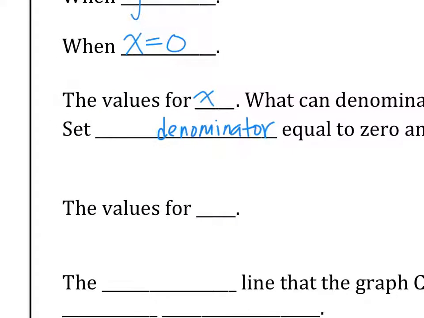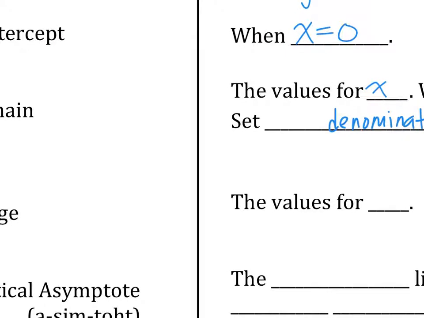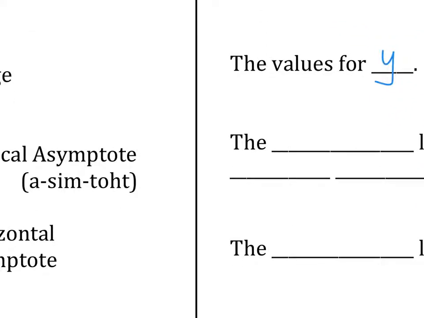All right, next, we are going to look at range. What does range mean? Y. The values for y. Okay, and then a lot of people asked me this question when you were doing homework. Asymptote. Okay, so vertical asymptote.